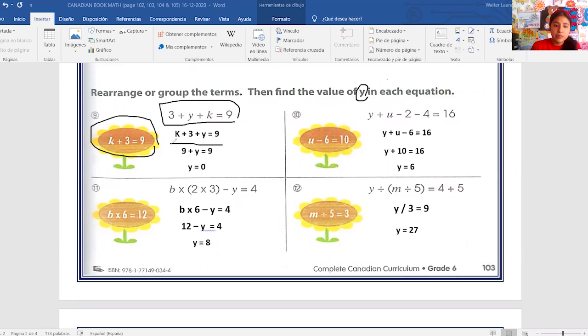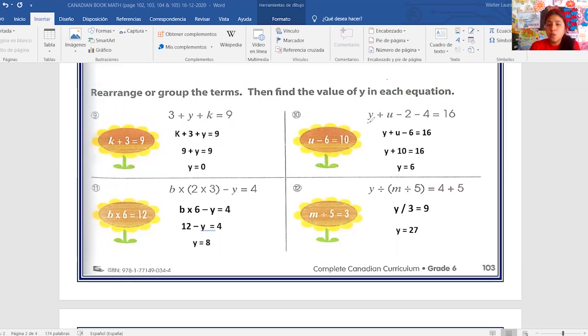Oh, miss, now it's the same, right? This is, okay, this is 9, right? X plus 3 equals 9. So I will replace 9 here: plus y plus 9 equals 9. In this case, is y equals 0? Yes, because it's addition here, 9 minus 9, 0. Good. What about the next one?